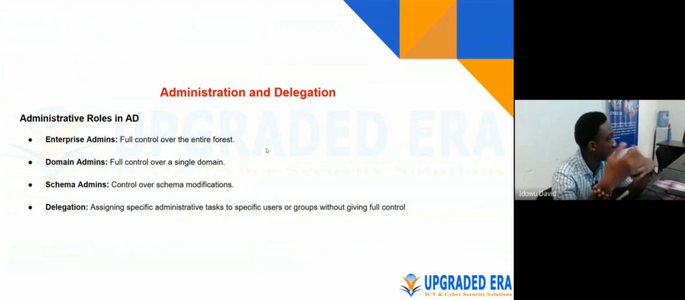Take, for instance, a user A can have generic rights over user B, meaning he has the ability to change user B's password, but he doesn't have full control over user B, but he has that privilege. So that is called delegation. You are delegating a task to a particular user.